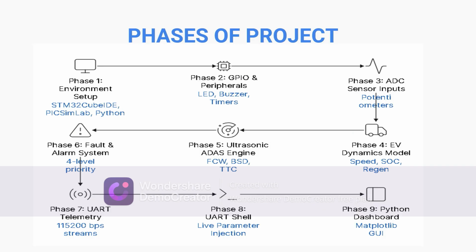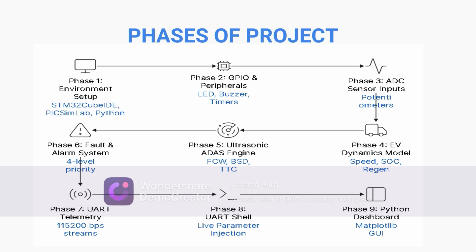The phases of our project are: phase one is environment and setup, in which we studied STM32CubeIDE, PICSimLab, and Python. Phase two, GPIO peripherals, where we learned about LEDs, buzzers and timers. In phase three we learned about ADC sensor input, potentiometers, and in phase four the EV dynamics model: speed, SOC, regeneration. Phase five, the ultrasonic ADAS engine: FCW, BSD and time to collision. And phase six, the fault and alarm system with four-level priority.